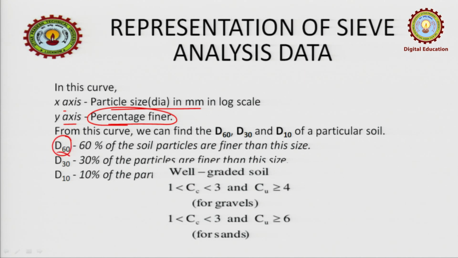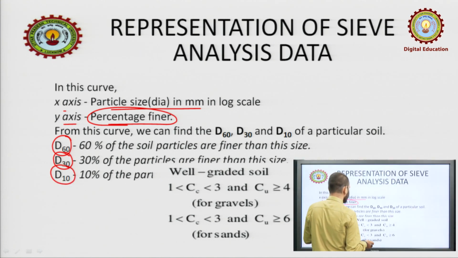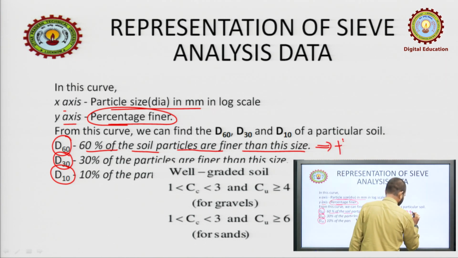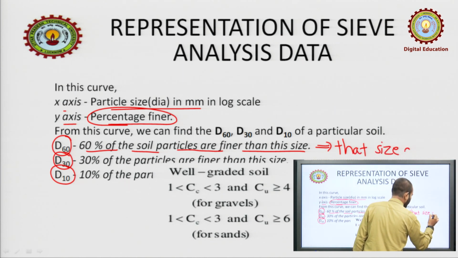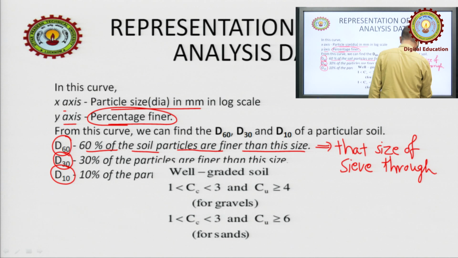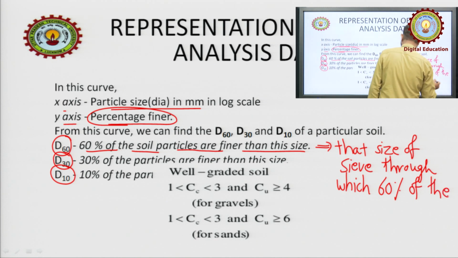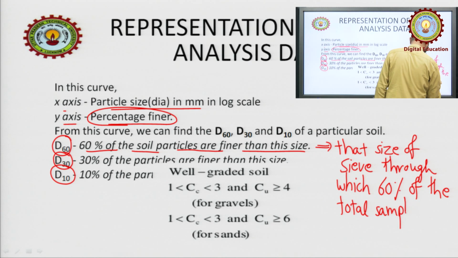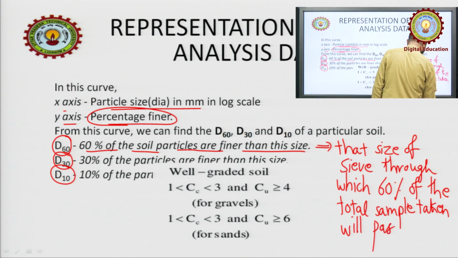Now there are a few terms such as D60, D30, D10. What are these? D60 means that 60% of the soil particles are finer than this size. D60 is that size of the sieve through which 60% of the total sample taken will pass.